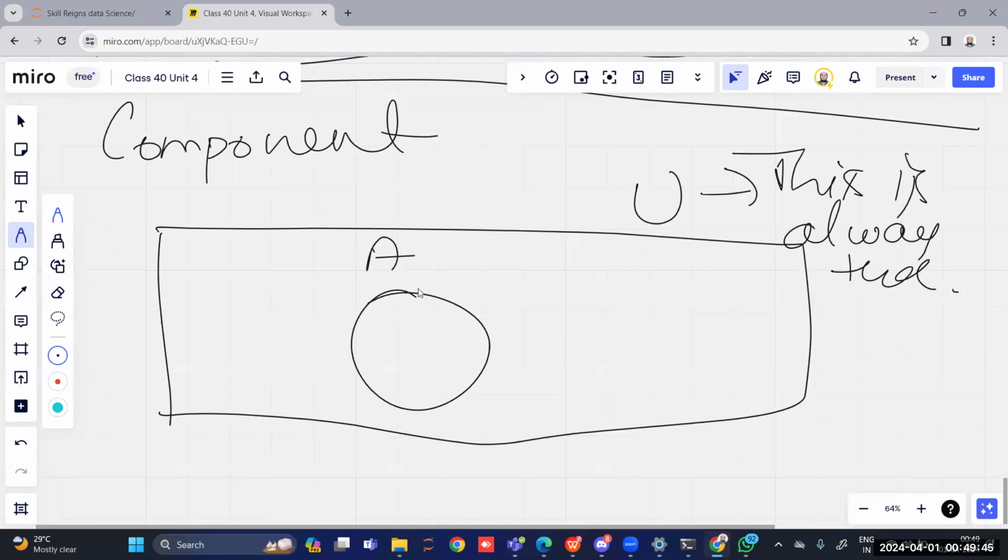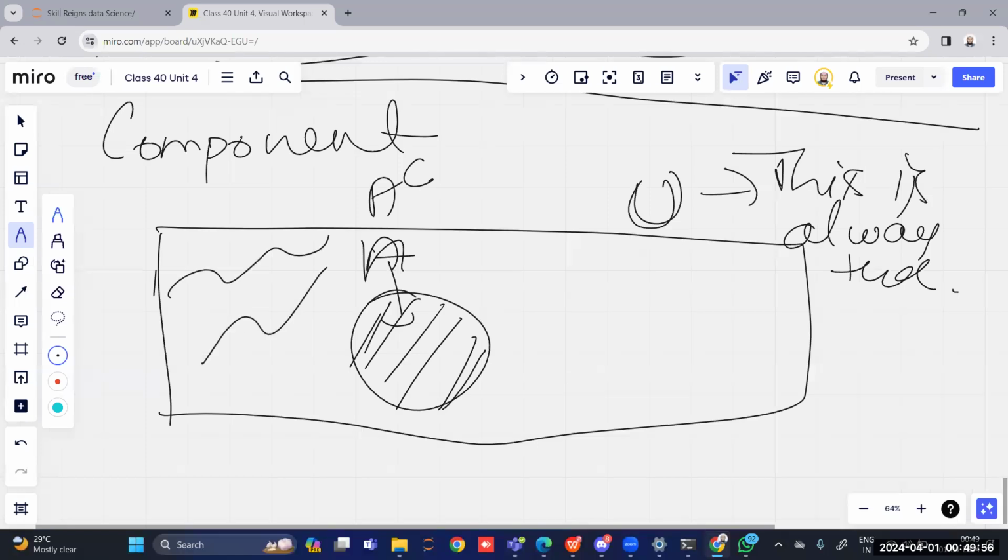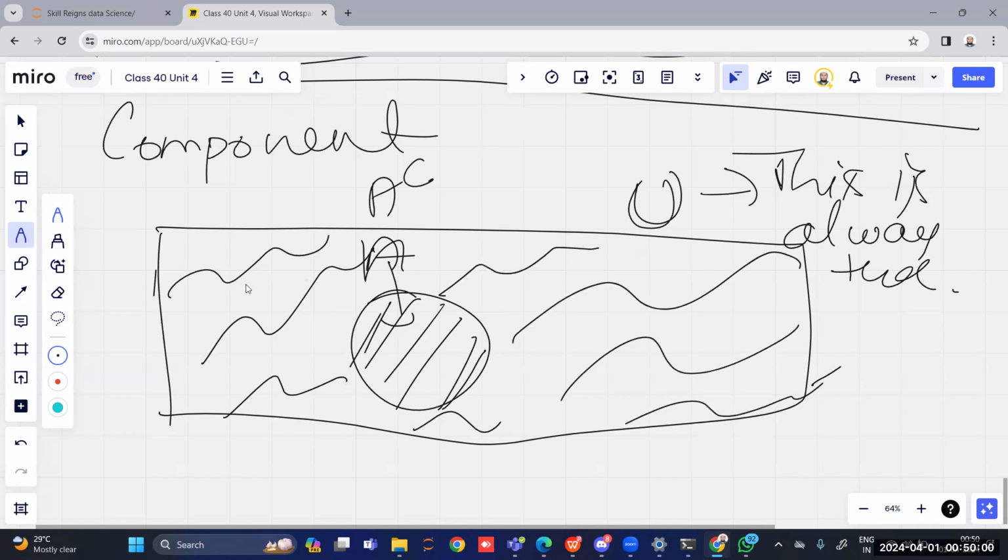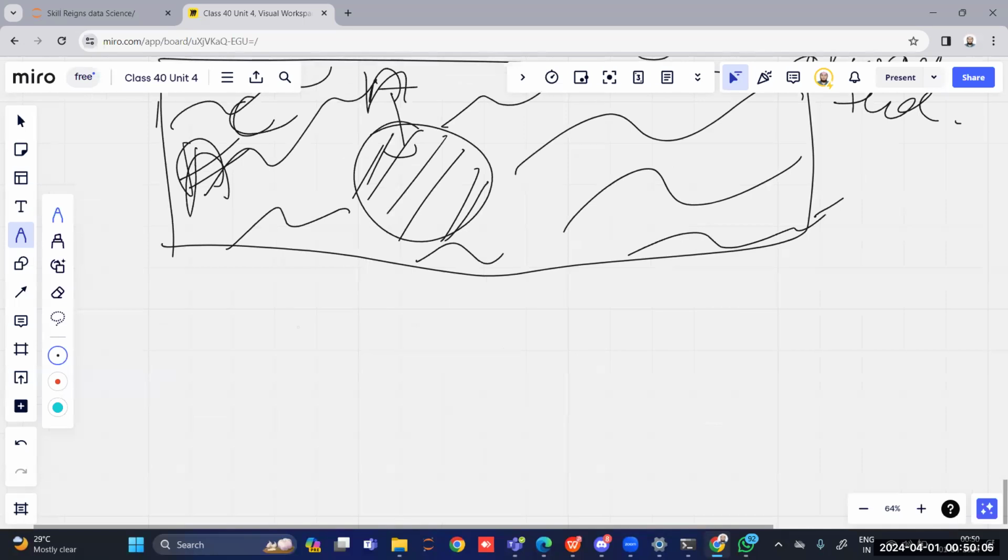Whenever you are representing a set and a sample space, this is the universal set, this box. So suppose this is A, the whole circle, correct? The A complement is the outside one, other than A. The whole U leaving the A. Understood? This is A complement. Leaving A, if we cancel it, I can draw one more diagram.